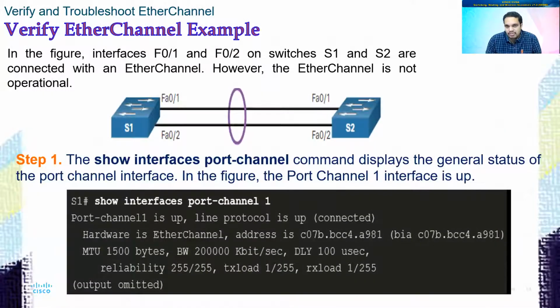So this is a simple topology that I have taken, S1 to S2. Now if I want to check the general status of the port channel interface which is created here, I can simply type in show interfaces port channel 1. It will automatically show that port channel 1 is up. That means it is active, up and running. So this is a simple command to see whether there is any port channel interface, and whether it is up or down.